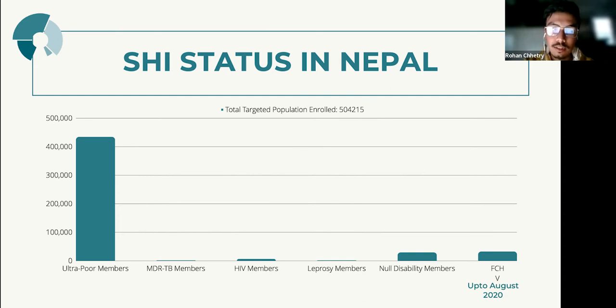And we can see the trend of people who we are trying to target. The ultra poor members are enrolled the most, which is also our main targeted audience. So it's really going great.